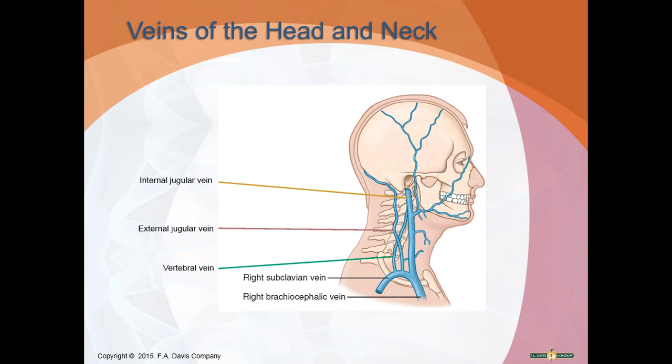So the veins of the head and neck: you have the internal jugular vein, which receives most of the blood from the brain and the face. The internal jugular vein merges into the subclavian vein, which becomes the brachiocephalic vein. The brachiocephalic vein drains into the superior vena cava. The external jugular vein, the more superficial of the jugular veins, drains blood from the scalp, the facial muscles, and other superficial structures, and then drains into the subclavian vein. The vertebral vein drains the cervical vertebrae, spinal cord, and some of the muscles of the neck.